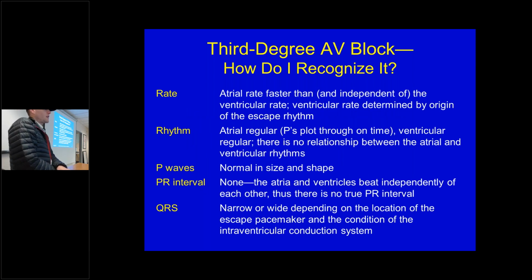So the atrial rate's faster than the ventricular rate because the ventricular rate is taking over at its own automaticity and it's going to be slower, right? Both of them are going to be regular. SA node is going to be firing with regular P waves, and then the ventricular automaticity is going to take over, and that's going to be irregular in comparison to itself, not each other, because they're independent, right?